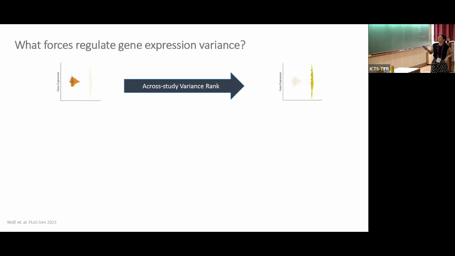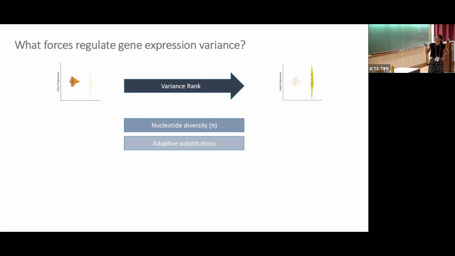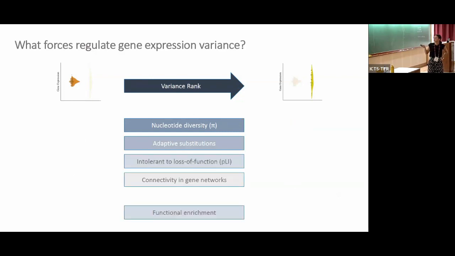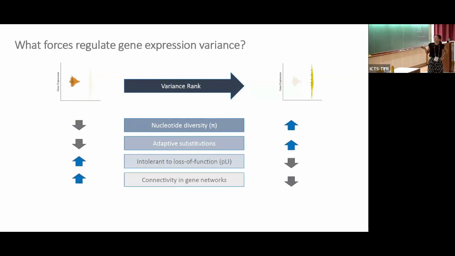Once you know variance is real, we believe it, we know it's gene specific, then you can go and ask evolutionary questions, like what are actually the forces that make this variance remain a certain way or the other. I'm not gonna go into detail because of time, but you can find that genes that are less variable are more intolerant to loss of function, so they are very sensitive, you cannot mess with them.